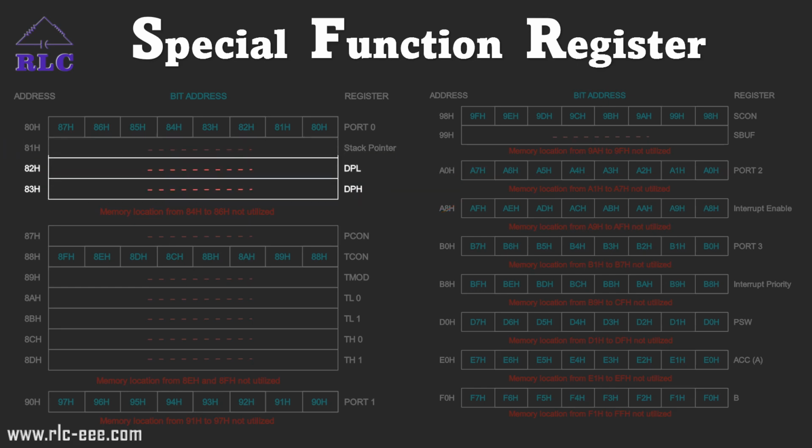Next one is DPH and DPL, that is, DPH and DPL clubbed together. We have seen it as DPTR. DPTR is a 16-bit register. Here the microcontroller is 8-bit, so to have that 16-bit register, it splits into two, that is DPL and DPH, with memory locations 82H and 83H. And we can see it is only byte addressable. It is not bit addressable.